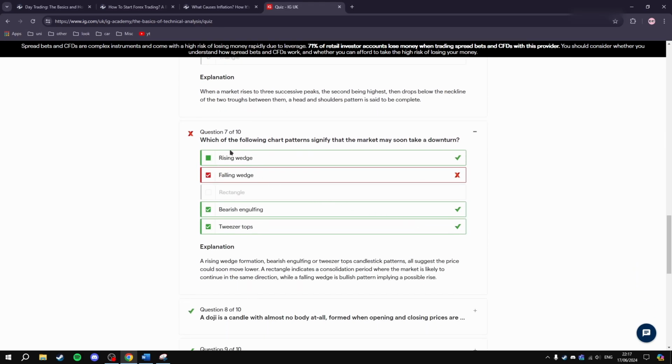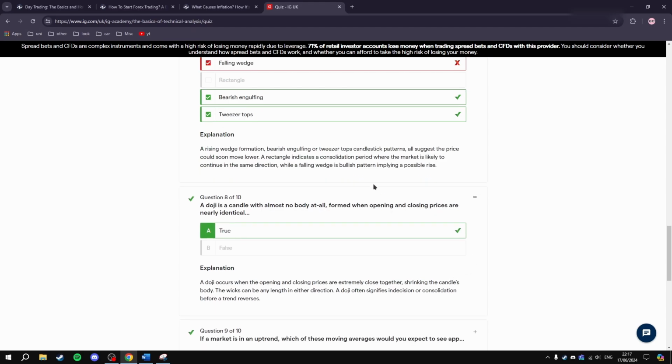It's meant to be rising wedge, right, okay. A rising wedge formation, bearish engulfing, and tweezer tops candlestick patterns all suggest the price could soon move lower. A rectangle indicates a consolidation period where the market is likely to continue in the same direction, while a falling wedge is a bullish pattern implying a possible rise. Oh, right, okay.